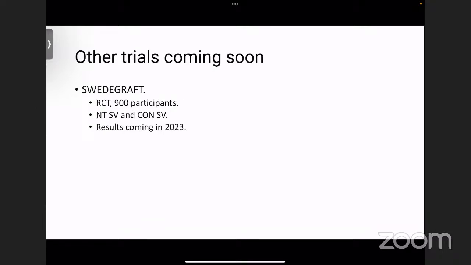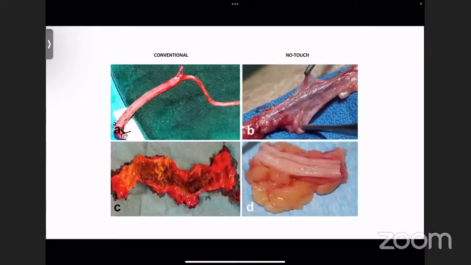Angina, that's something. Other trials coming soon. We have the Swede graft trial. It's an RCT, 900 patients. It'll be coming in 2023. Stay tuned. Non-touch versus conventional.